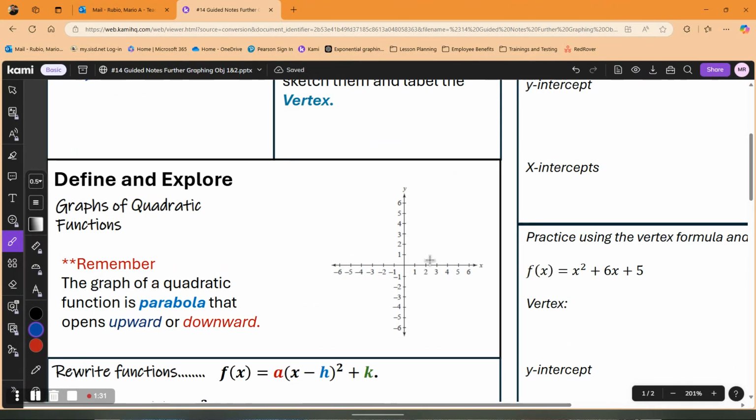Remember, the graph of a quadratic function is a parabola that points upward or downward. And this is the base: f of x equals x squared.